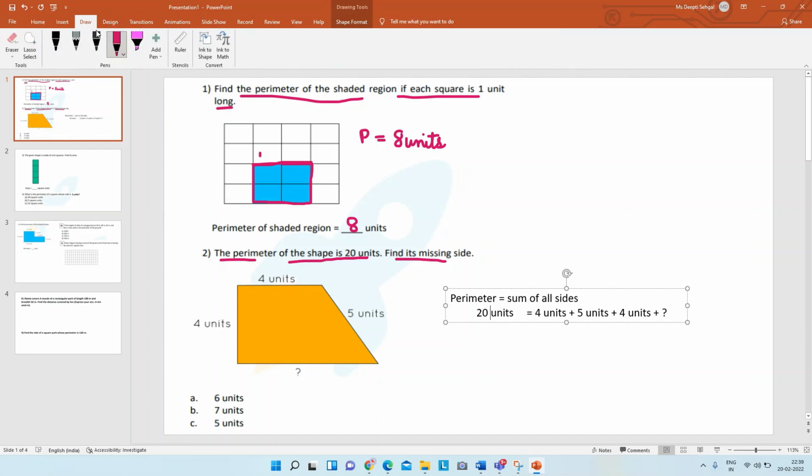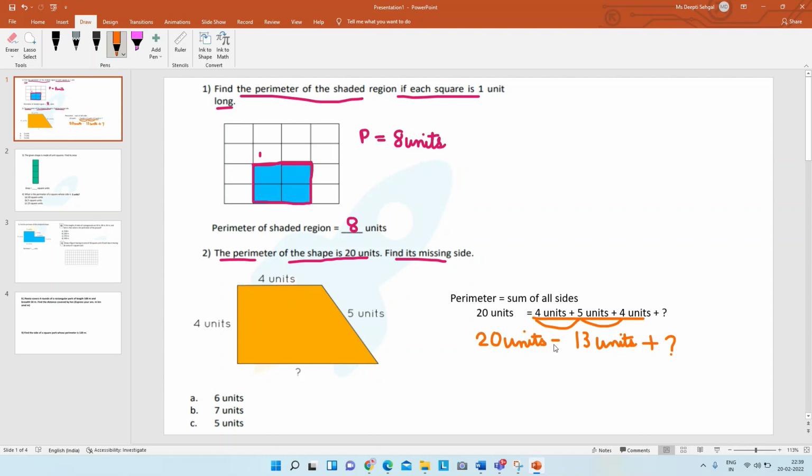So now we will see how much is the total here. So let's find the total. So this is 4 plus 5 plus 4. 4 plus 5 is 9. 9 plus 4 is 13. So this is 13 units. 13 units plus question mark. Now to 13 units what should we add so that we get 20? Yes, to 13 we will add 7 so that we get 20. So the missing side is equal to 20 minus 13, that is 7.